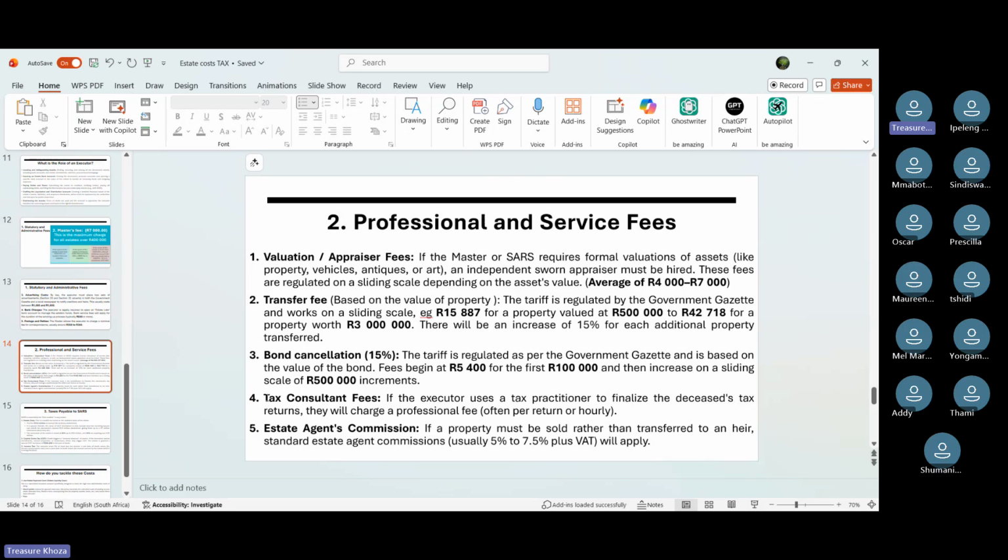And if your executor is going to do the whole taxing thing, then it also means you won't be paying the tax consulting fees. It's up to you which one you're going to use.